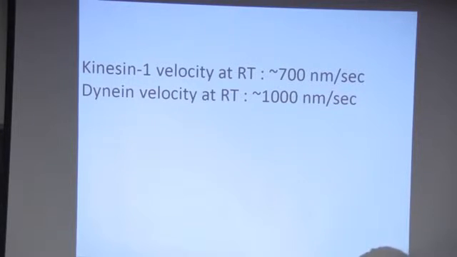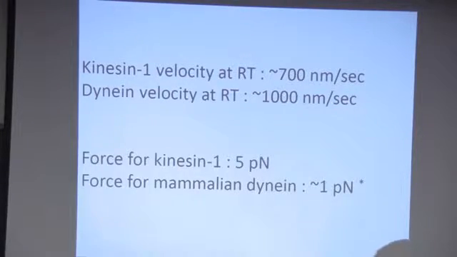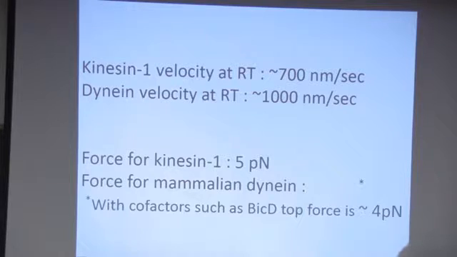If you look at force production, how strong these motors are, kinesin 1 typically produces about 5 piconewtons of force, versus dynein, which we and others have reported at about 1 piconewton. This has been a very big controversy, why there's this huge discrepancy. It's been shown recently that if you add a cofactor, BicD, and also dynactin, which is a complicated story, then the top force becomes 4 piconewtons.